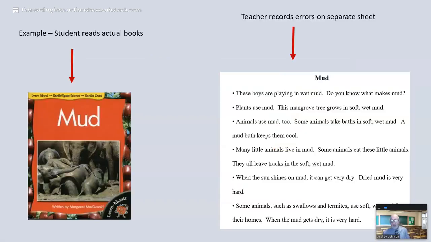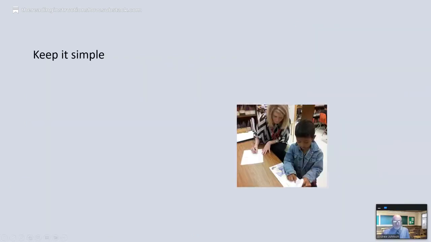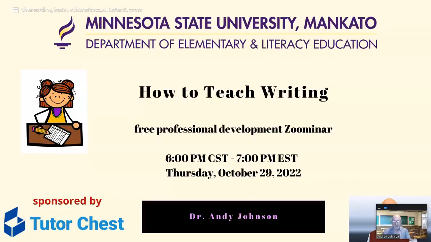I like to use actual books because students are used to reading actual books. So what I do is give them an actual book and I type out the text, and then I use this. They're reading it using pictures and what I teach them to use, and I'm able to put a check mark over the ones that are incorrectly identified or recognized. I can use this for progress monitoring or a pre-post, before and after. Keep it simple.